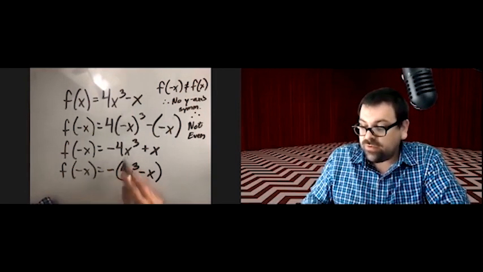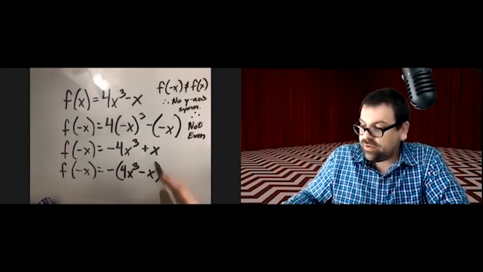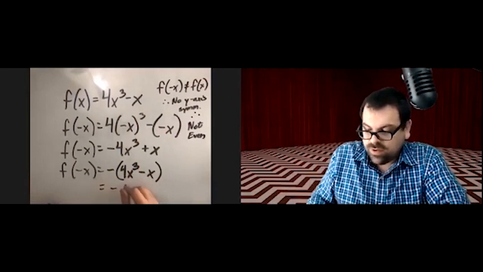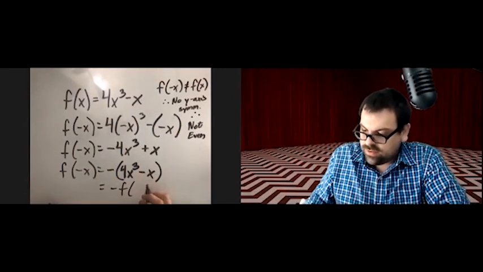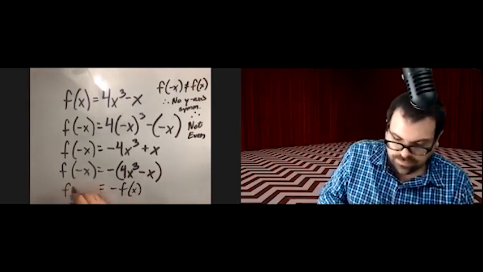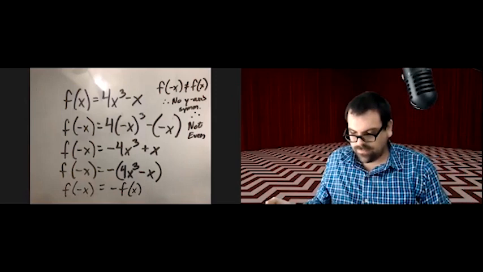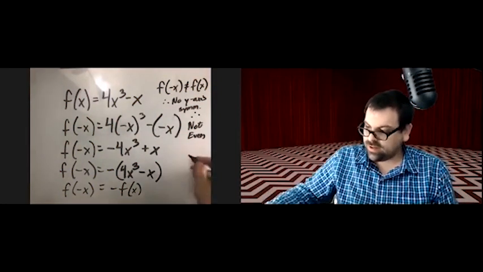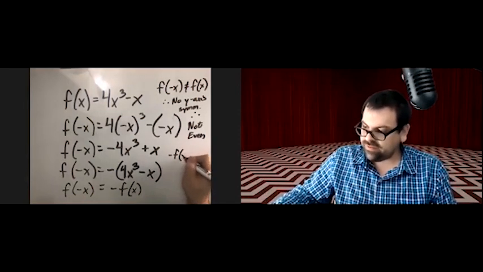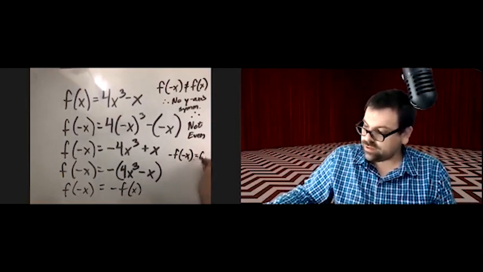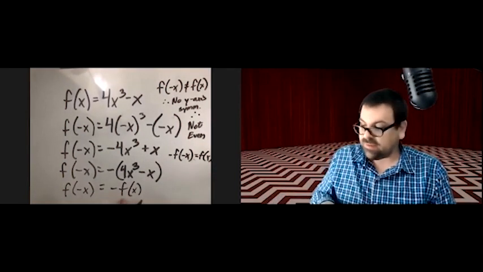The opposite of 4x cubed, negative 4x cubed, minus a negative gives us the plus. 4x cubed minus x, that's the original. That's the original function. And that means if I take the opposite of both sides, looky here, that's my negative f of negative x equals f of x. If I take the opposite of both sides, that's my definition.